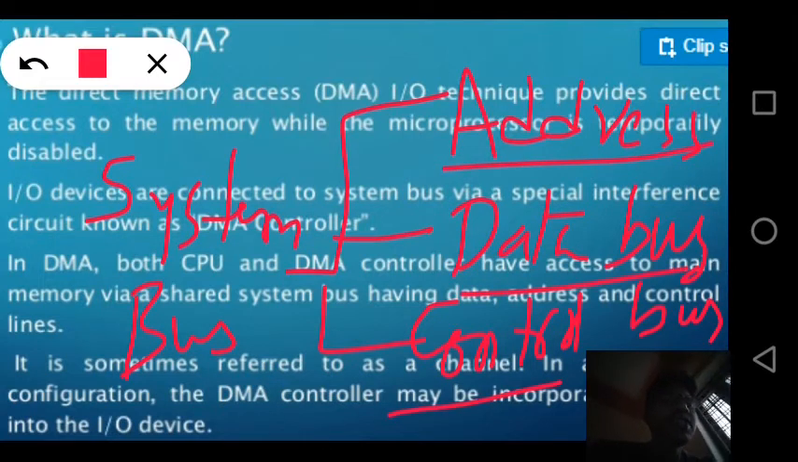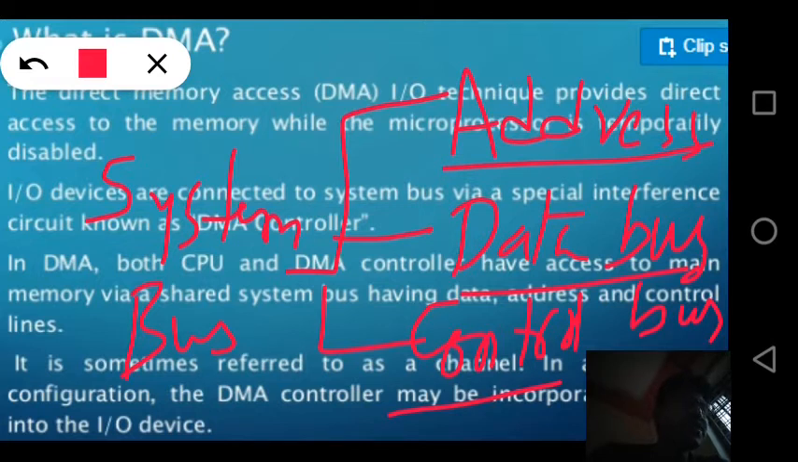So these three together we call a system bus: the address bus, the data bus, and the control bus. Now both the processor and the DMA are competing for the system bus. How to manage the system bus is the main thing in DMA.